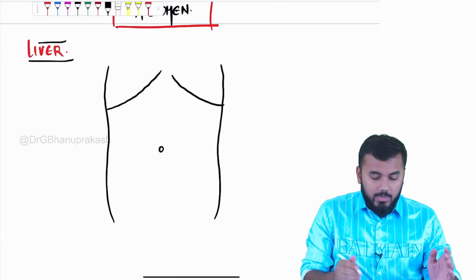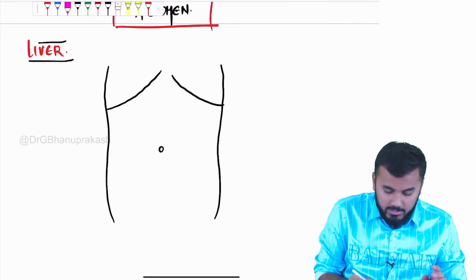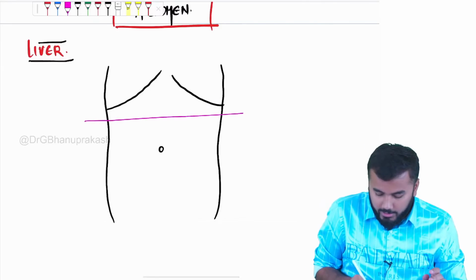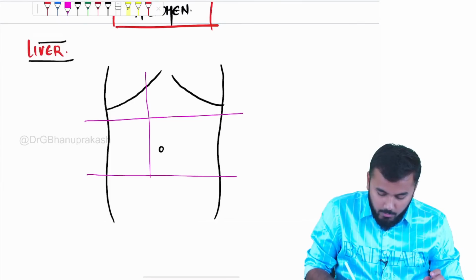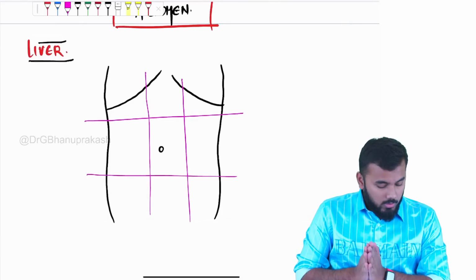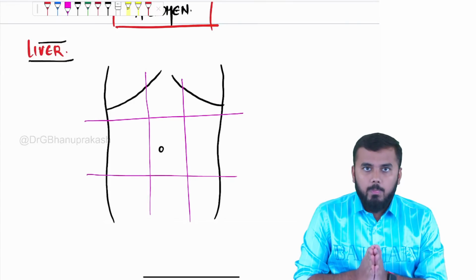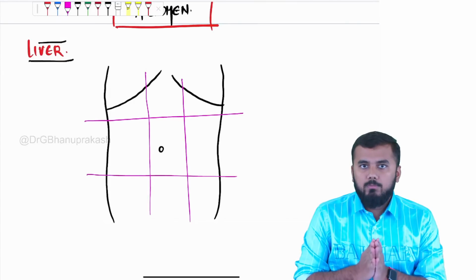Now your abdomen is divided into some boxes. Let us say your abdomen is divided into some boxes like this. So what are these boxes called? These boxes are called Pandora's box. Okay, it is called Pandora's box.